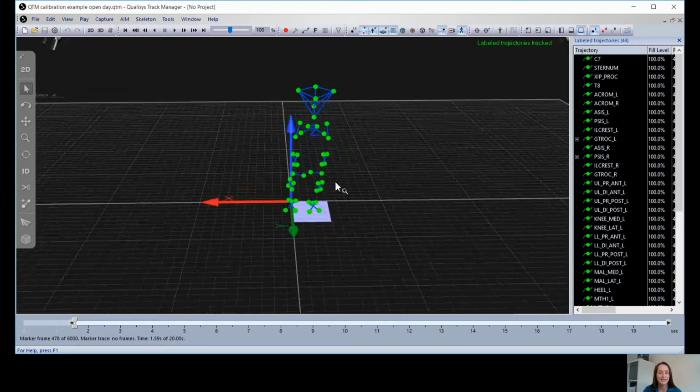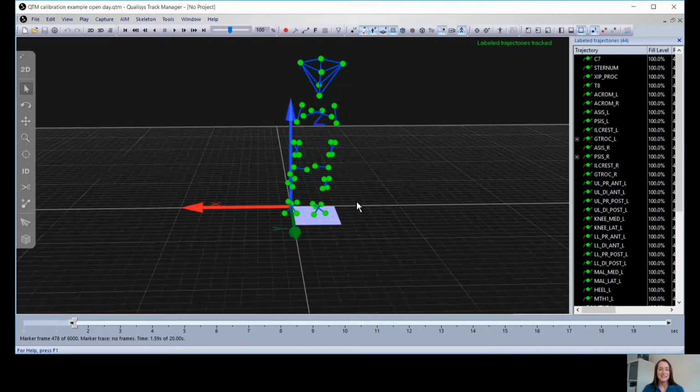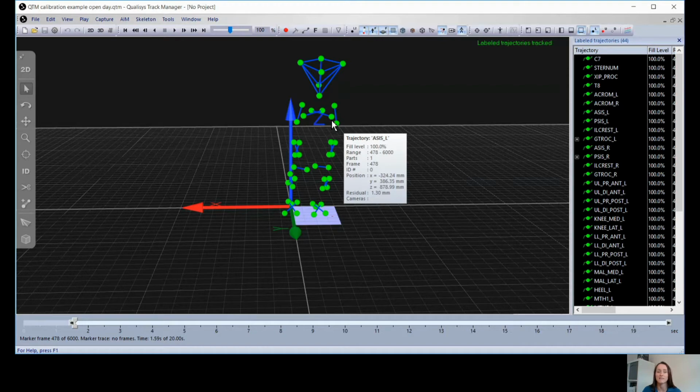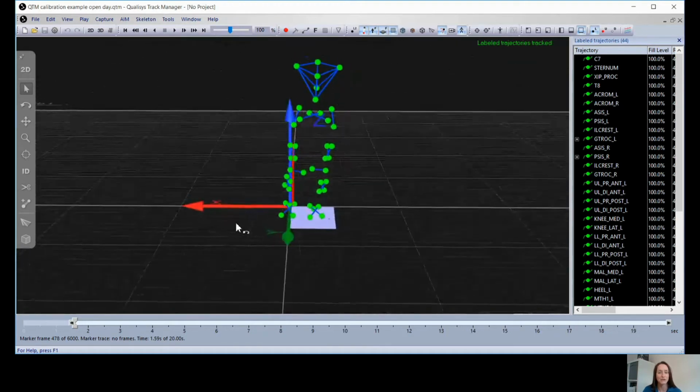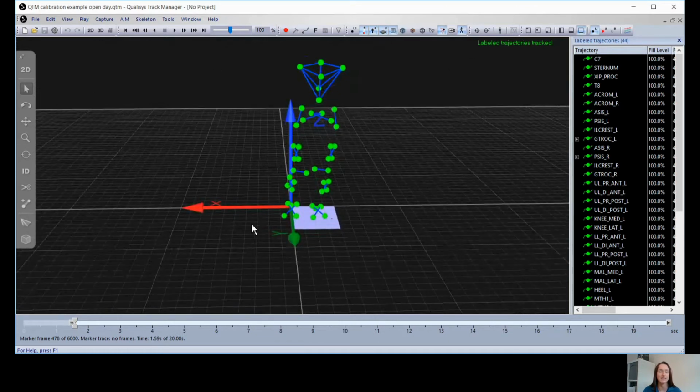If we zoom in here, you'll see a series of green dots, and essentially this represents where a reflective marker is in 3D space. I've used a trunk and lower limb model on the participant here. Hopefully you can make out that we have a torso, a pelvis, 2 thighs, 2 shanks, and 2 feet segments.